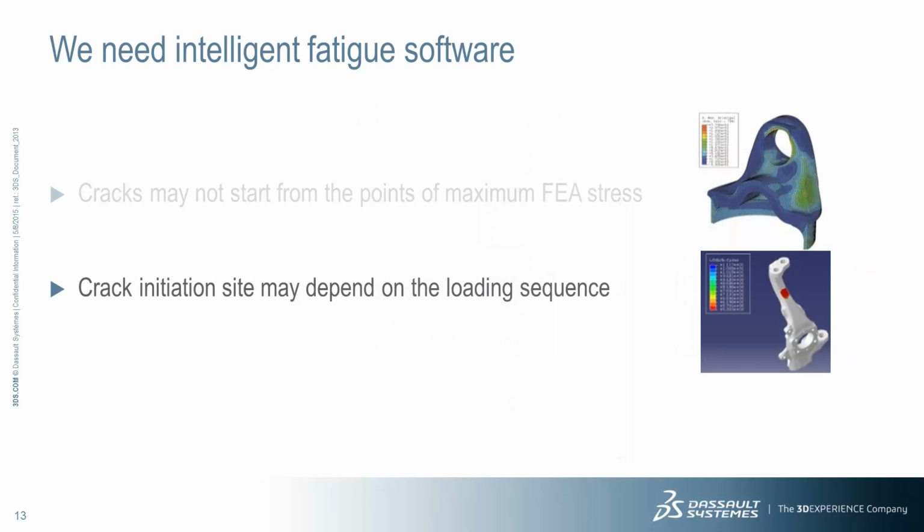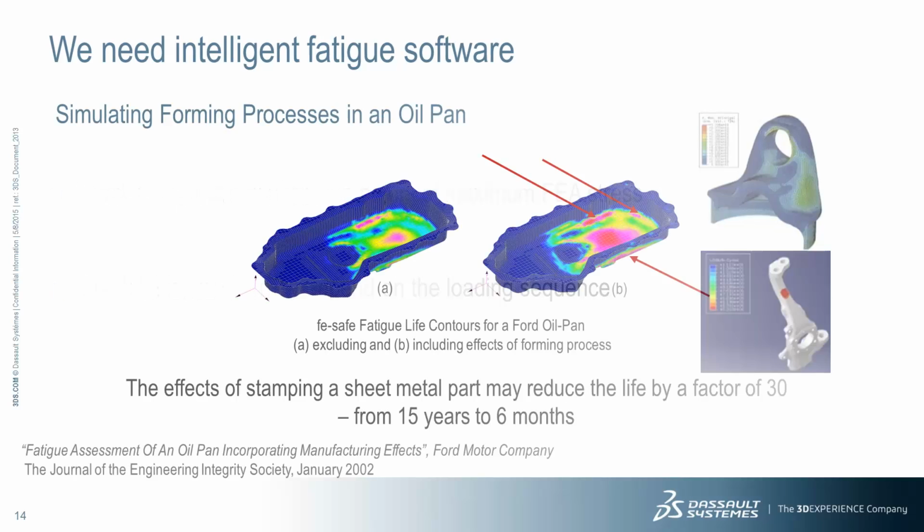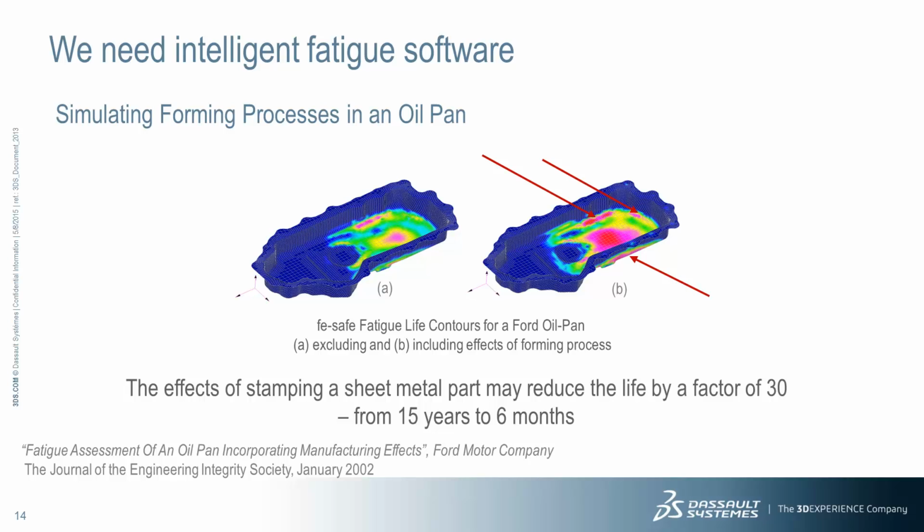And now, we can see that the sequencing of loads can also have a dramatic effect on the failure location. Another part of this story is an intelligent software also allows us to account for the complex manufacturing effects that we use to create our engineering designs, such as stamping and forming.